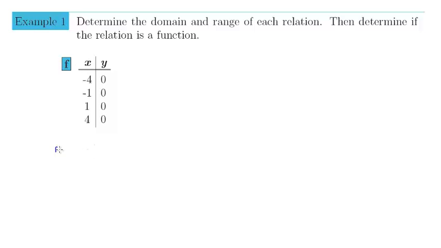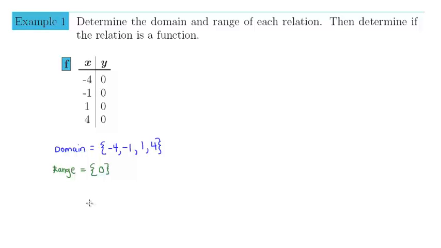Let's find the domain. The domain consists of all the x values, the input values. There are 4 elements in our domain: -4, -1, 1, and 4. So let's write our domain as the set {-4, -1, 1, 4}. Our range is our set of outputs, our y values, the second coordinates. The outputs for this example in this table consist of the single element 0. 0 gets repeated many times, but that's the only element in our range.